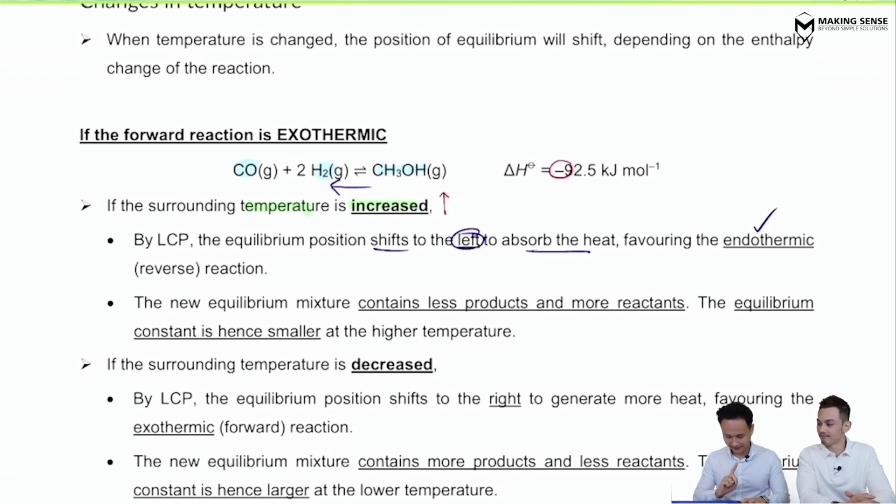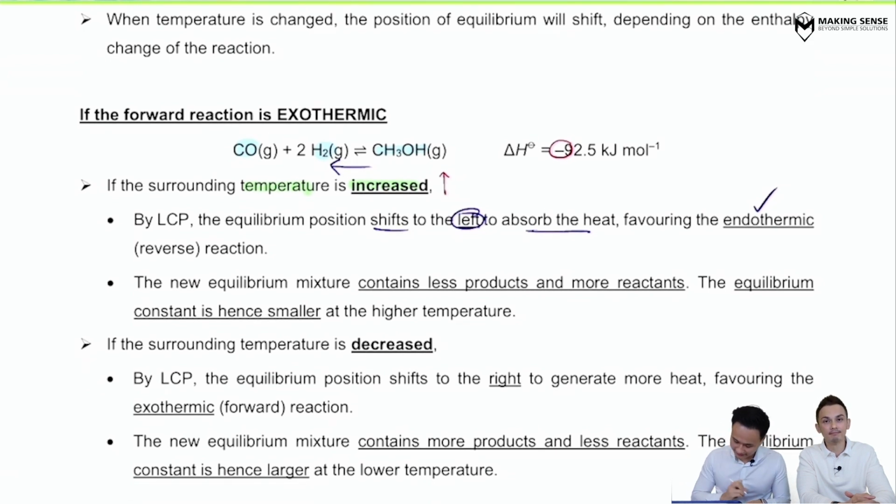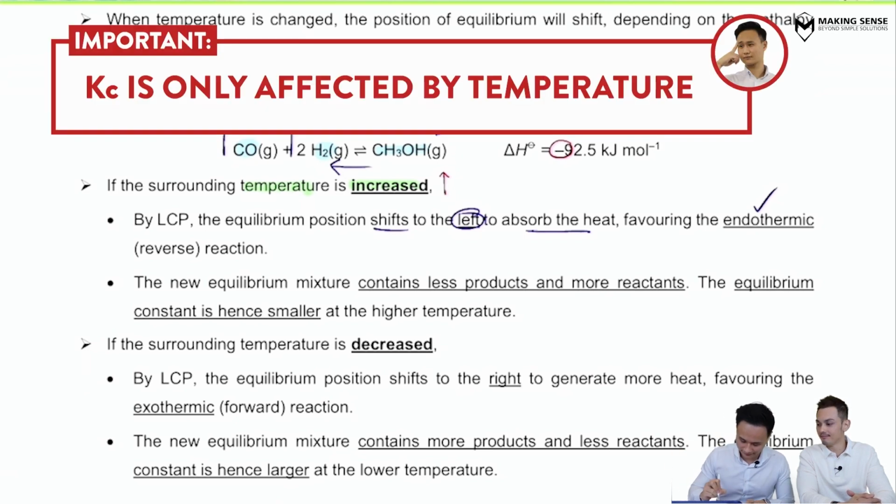Now, this is the part that I want you guys to pay a bit more attention to. When you favor the endothermic reaction, your reactant concentration will go up, and your product concentration will go down. Now listen, this is the only time where Kc is affected. When we talk about catalyst, pressure, or concentration, it never affects Kc. Temperature is the only one, and write this down with me, that affects your Kc.